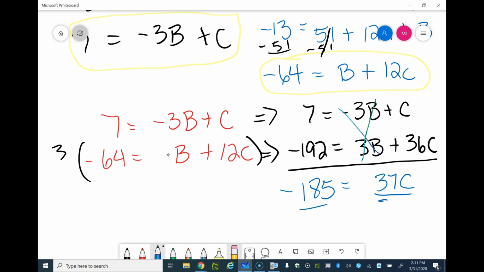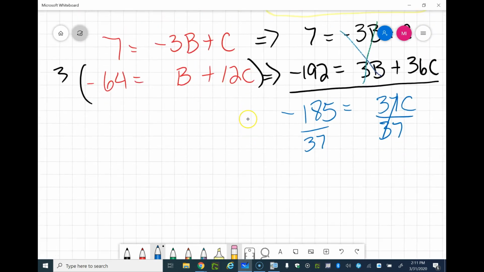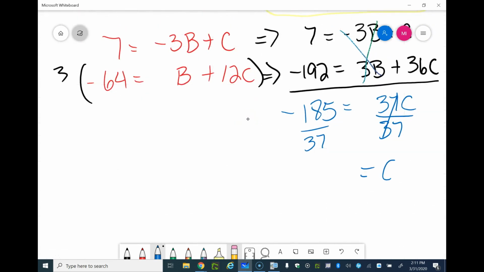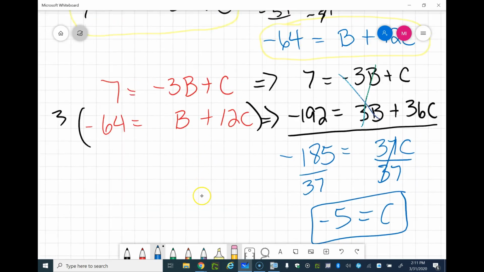Divide both sides by 37. And C will be equal to -5. Finally, we did all this work and we found out one of these letters is what it's going to be. So now we just got two more to find. We need to figure out what B is and then figure out what A is, and then we're actually done with the problem. So now we just need to plug in C to one of these equations.